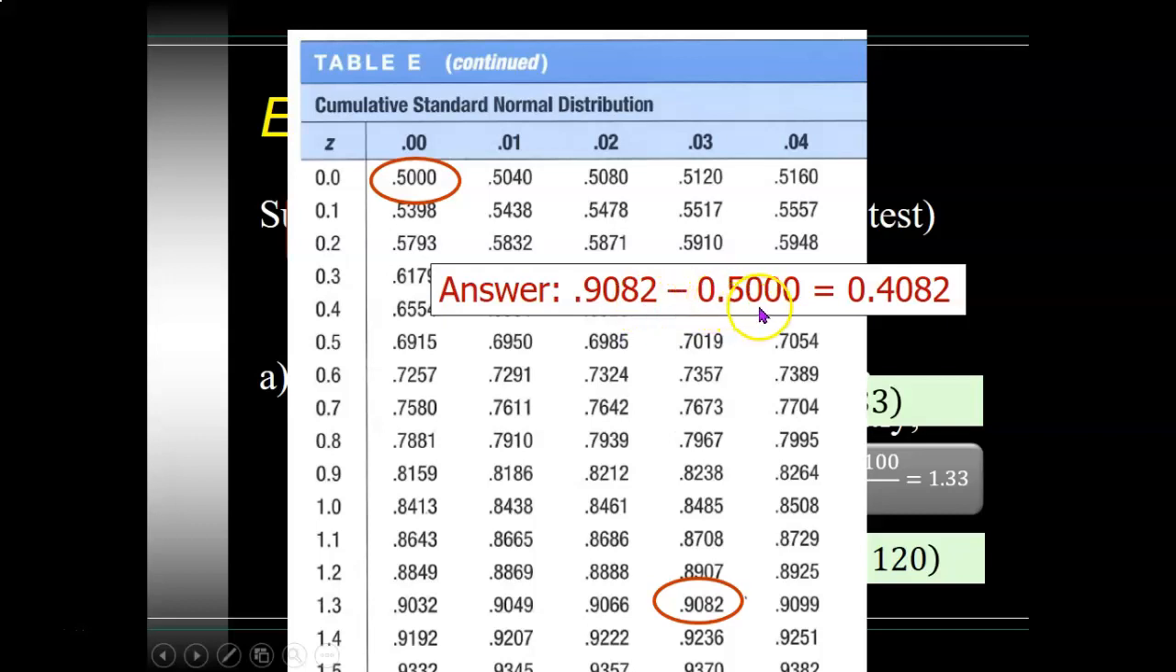0.9082 minus 0.5000 equals 0.4082. If you want that as a percentage, it would be 40.82%. So 40.82% of all the scores are between 100 and 120, and so that would be the probability of somebody's score being between 100 and 120.